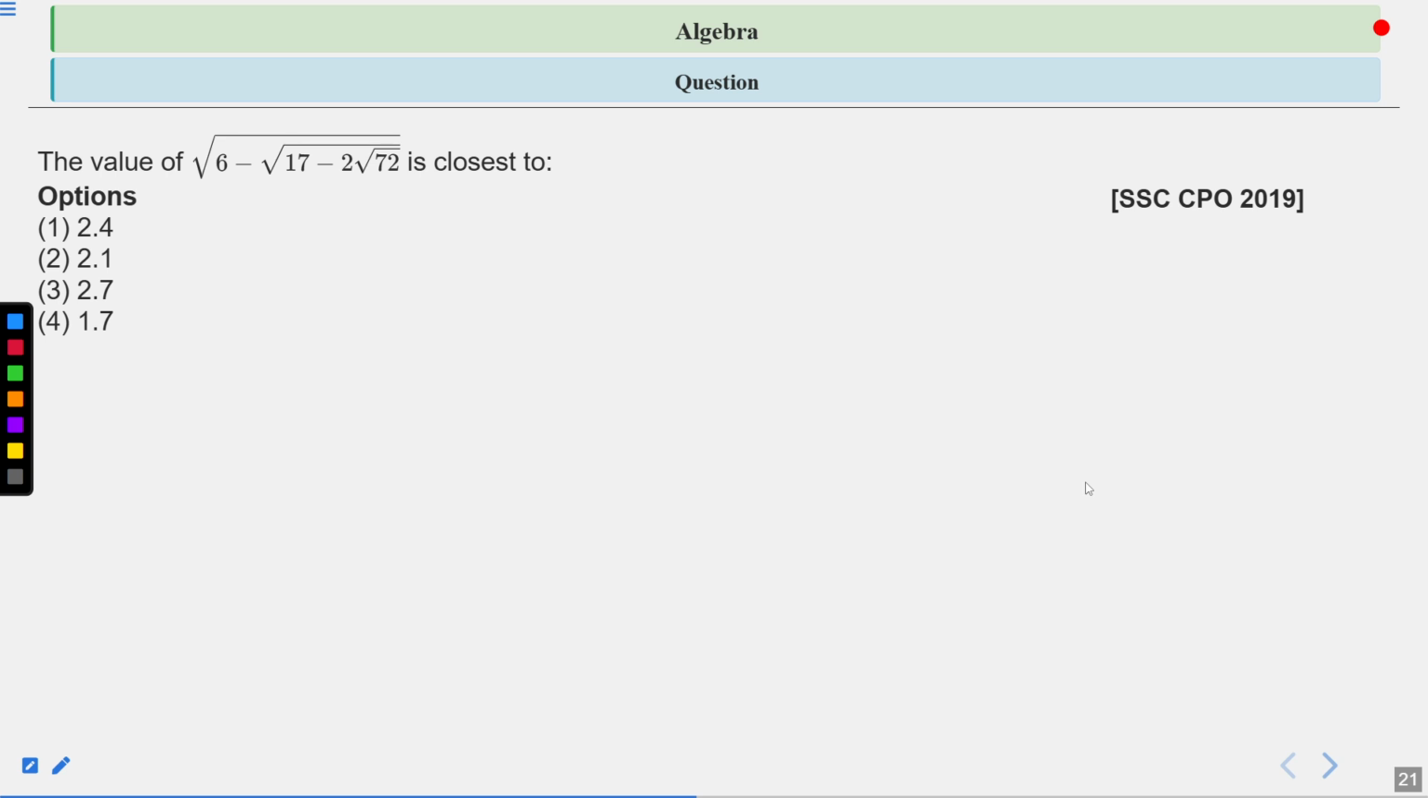The value of under root 6 minus under root 17 minus 2 under root 72 is closest to. This question was asked in the SSC CPO exam in 2019. There are 4 options. First one is 2.4, second is 2.17, third one is 2.7, and fourth one is 1.7. Now you have 10 seconds to analyze the question. Your time starts now.